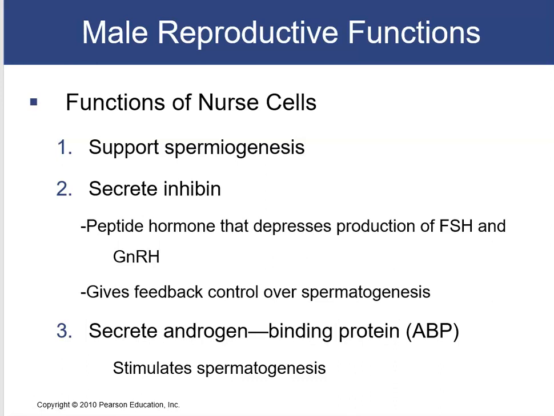The nurse cells also secrete androgen binding protein, which helps to stimulate spermatogenesis. Androgen binding protein, this is where the testosterone, which is the androgen, would bind to this protein to stimulate the process of spermatogenesis.